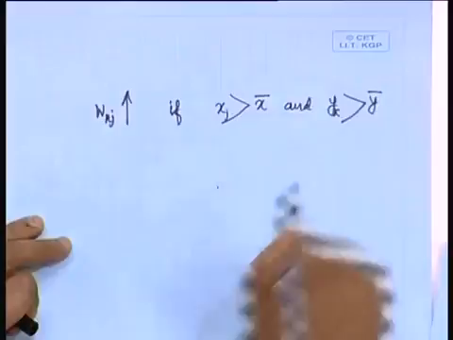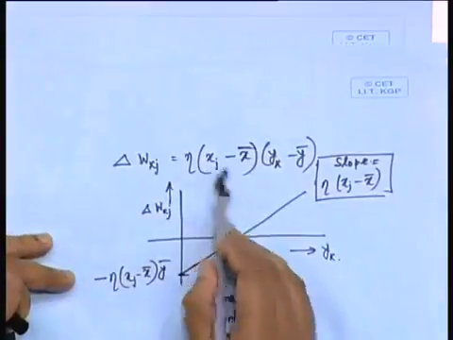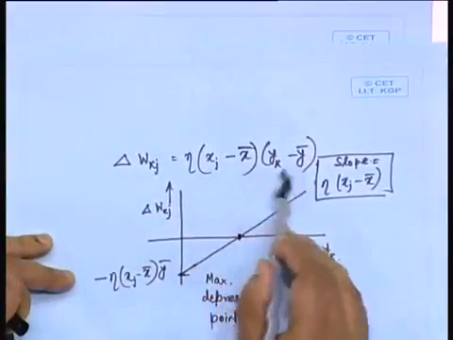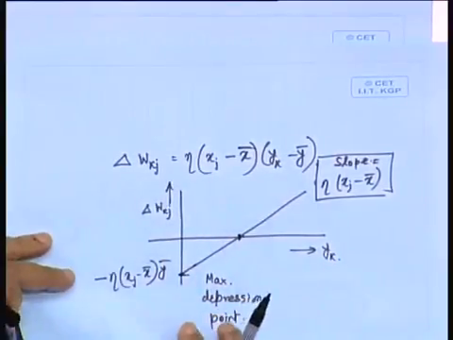So, that means if xj is greater than x bar, and yk is greater than y bar, in that case Wkj is going to be increasing. That is very clear from here, because xj minus x bar is positive, yk minus y bar is positive, eta is positive, so delta Wkj is positive.